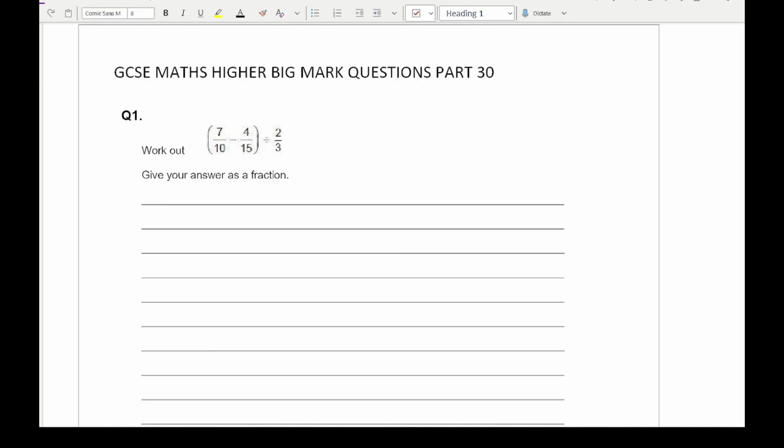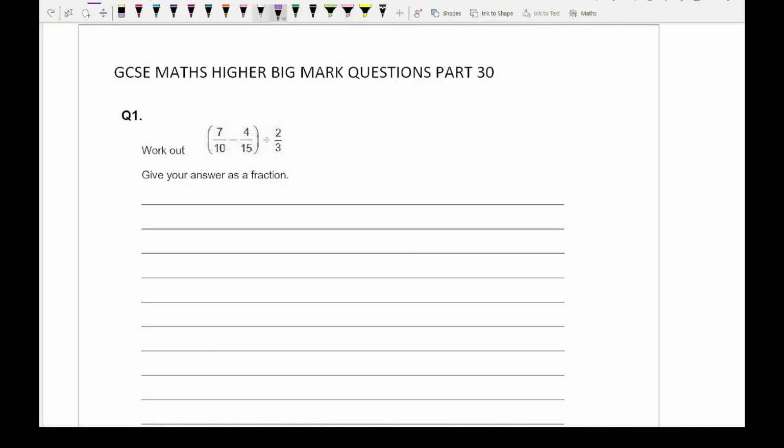So looking at question 1, it says work out 7/10 minus 4/15 divided by 2/3, and it says give your answer as a fraction. Now again, if this is on a calculator paper, it'd be worth literally 2 marks simply because I just need to type into my calculator, press equals, and I get the answer. So this one is definitely most likely going to be on a non-calculator paper.